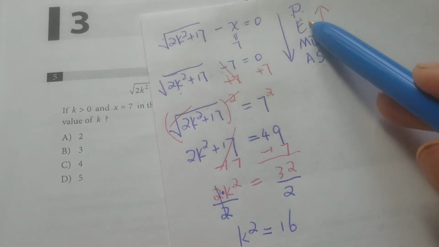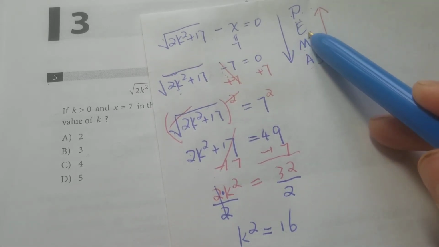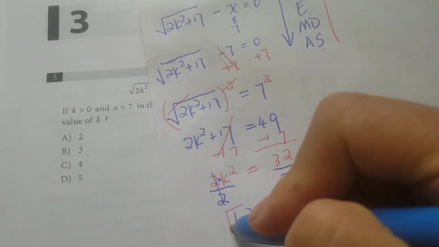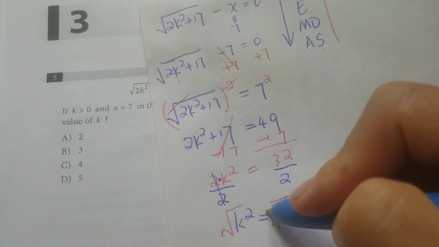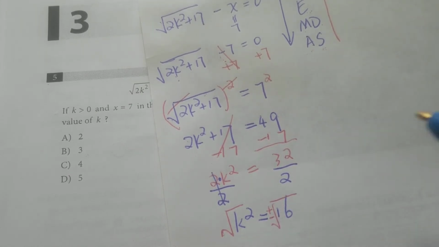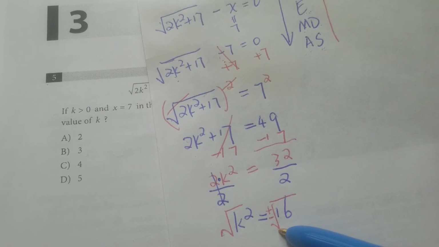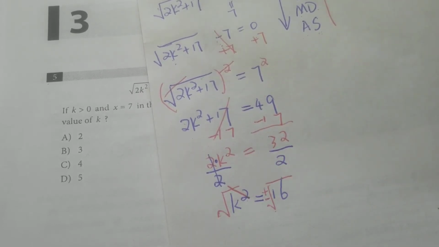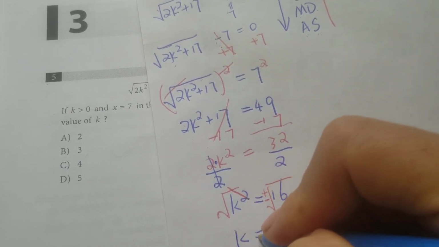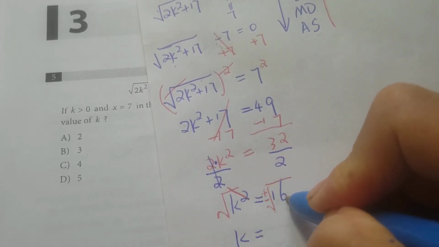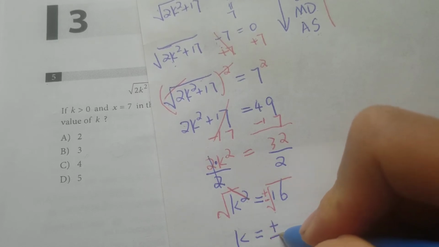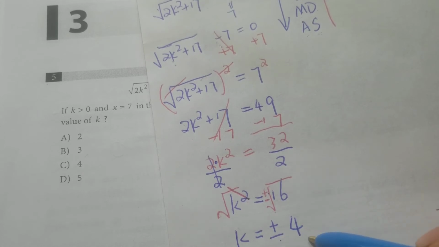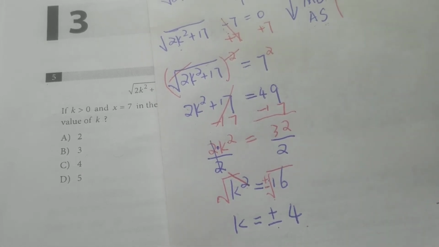Okay, next step, we need to deal with the exponent. So take the square root. Remember, when you apply the square root, you get both positive and negative. This is a whole set. Square root and square cancel each other. Then we have k equals square root of 16, which is 4, which means you have a positive 4 and a negative 4. I found the two values of k.